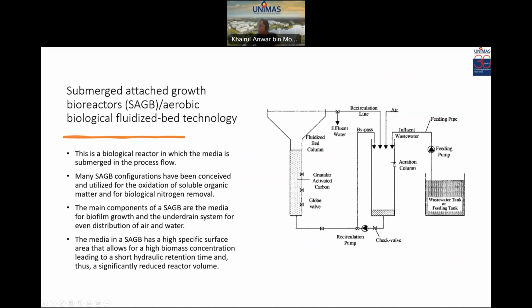Feed goes to an aeration column. From the aeration column, it will pass to the SAGB. Inside the reactor is granular activated carbon. This is a fluidized bed column. Yeah, I think you get the idea. So the effluent water will come out on top of it, and there's a recirculation line as well in case the effluent is not meeting the standard.